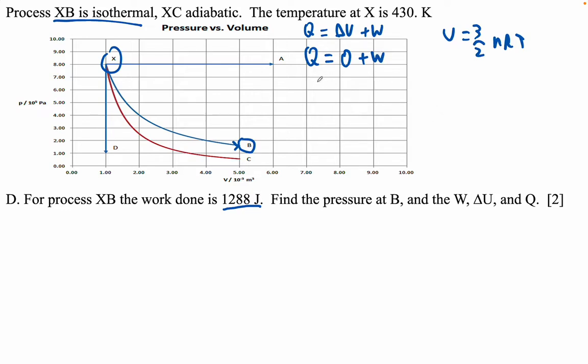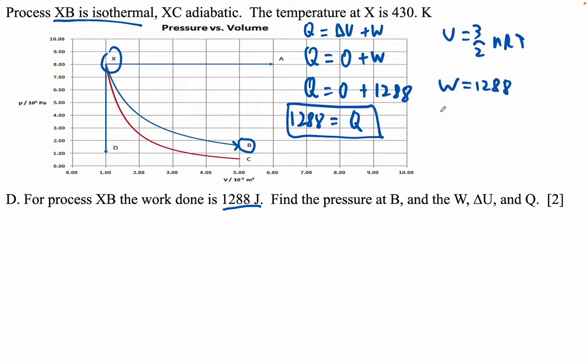So if the work done is 1288, right? 0 plus 1288, then Q has to be 1288. Ta-da. There you go. Because the change in internal energy is 0. Okay, so we already did this. Let's see, we found the work. Okay, the work is 1288 because they told us. Delta U is 0 because delta T is 0. And therefore the Q is 1288. Okay, joules. All right, and then find the pressure at B.